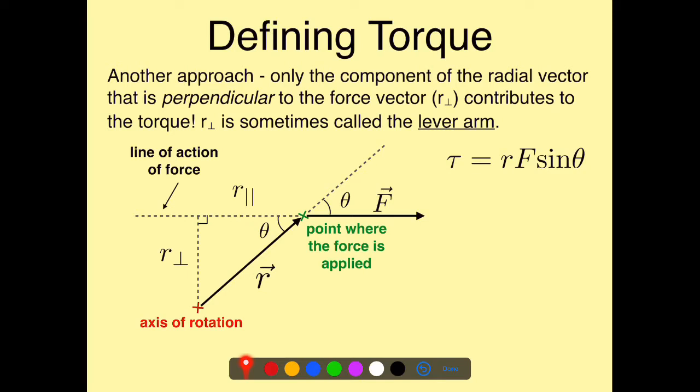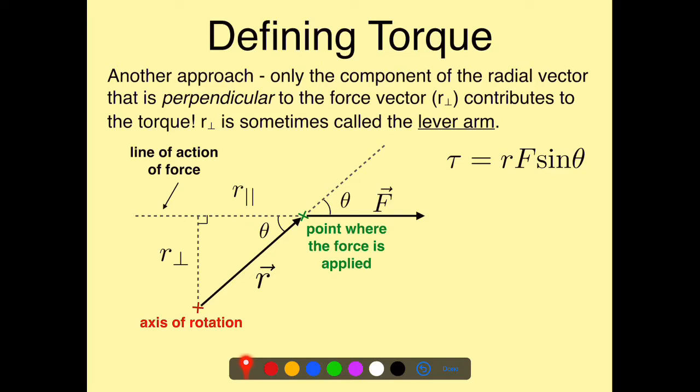So the way we can set this up is to draw a line that just follows the direction of the force. This is called the line of action of the force. And then the component of our radial vector that goes parallel to that line is what we call R parallel. So that's shown right here. On the other hand, I can drop a little line that goes perpendicular to that, and that gives me R perpendicular.